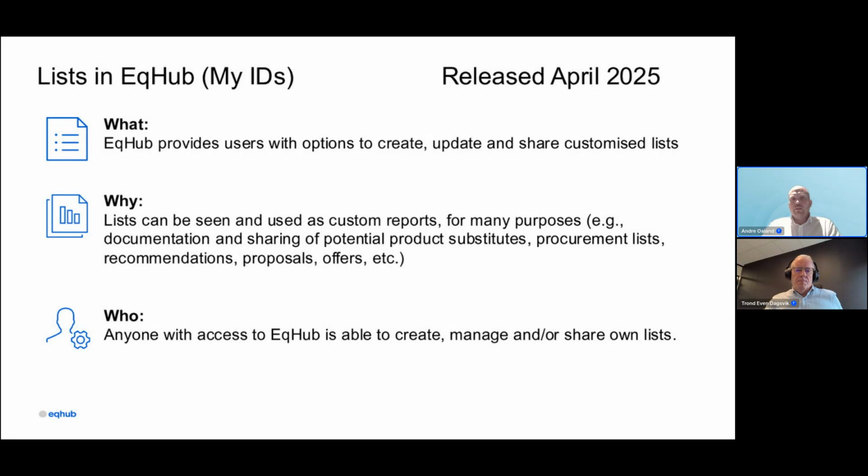Why do we have these lists? Why is this feature here? Well, you can use this for your own needs. You can create custom reports. For example, if you want to share a list of products that have substitutes, if you want to make a procurement list or a supplement to a procurement list, you can do that. Recommendations, proposals, offers, etc. It's really up to you how you want to use this. And anyone with access to EqHub, all users will be able to use this list. And quite a few have been using it or created the list since April.